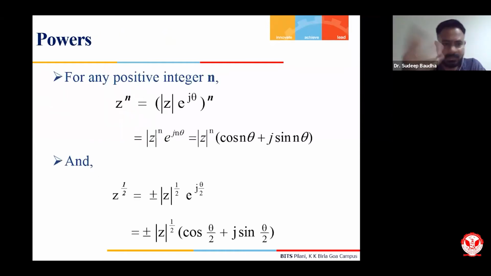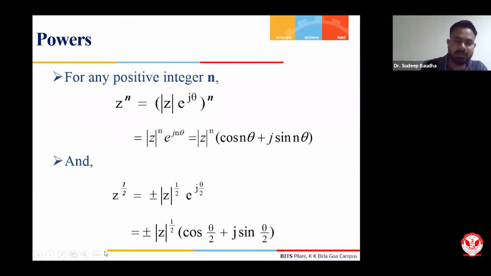Now you know, powers of integers can also be included. So if z to the power n is there, then this complex number can be written as mod of z e to the power j theta. This is the polar form of the complex number z. So if I give a power over here, then it can be written as mod of z to the power n, and it goes to the power of j theta, so it is e to the power j n theta. It can be written as mod of z to the power n, and using Euler's identity, I can write it as cos n theta plus j sin n theta.